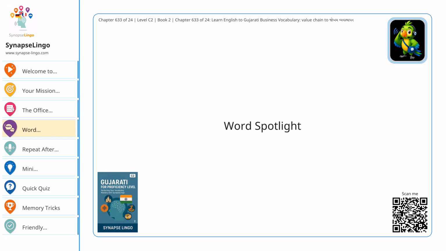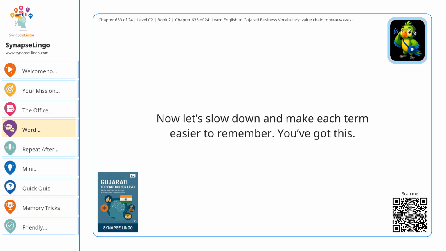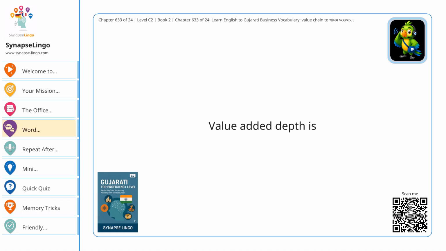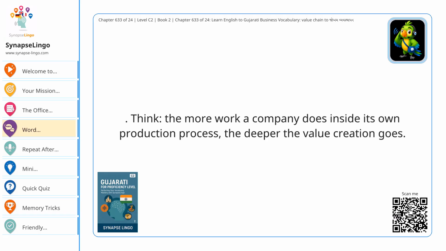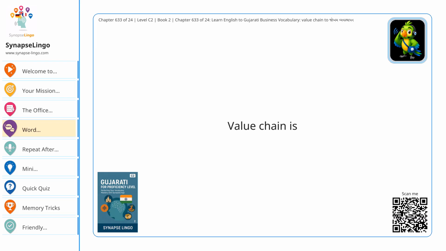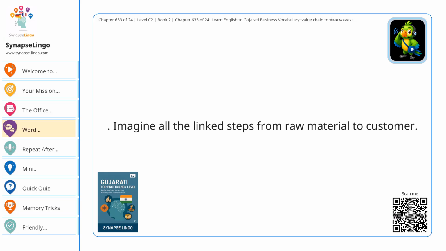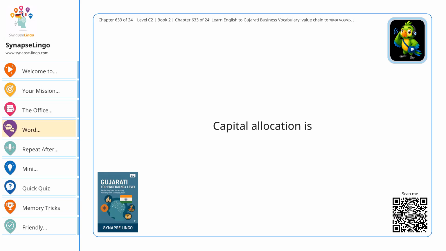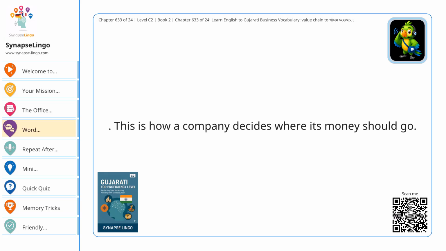Word spotlight. Now let's slow down and make each term easier to remember. You've got this. Value added depth is મૂલ્યવર્ધનની ઊંડાઈ. Think: the more work a company does inside its own production process, the deeper the value creation goes. Value chain is મૂલ્ય શૃંખલા. Imagine all the linked steps from raw material to customer. Capital allocation is મૂડી ફાળવણી. This is how a company decides where its money should go.